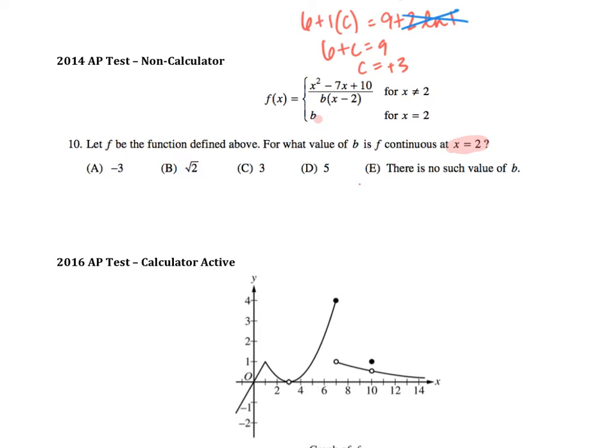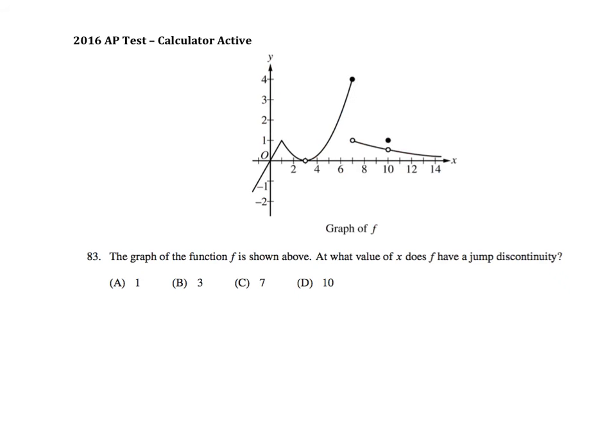So this question, we're going to save some time. There is no such value of b for my function to be continuous at 2. Let's remind ourselves the different types of discontinuity.